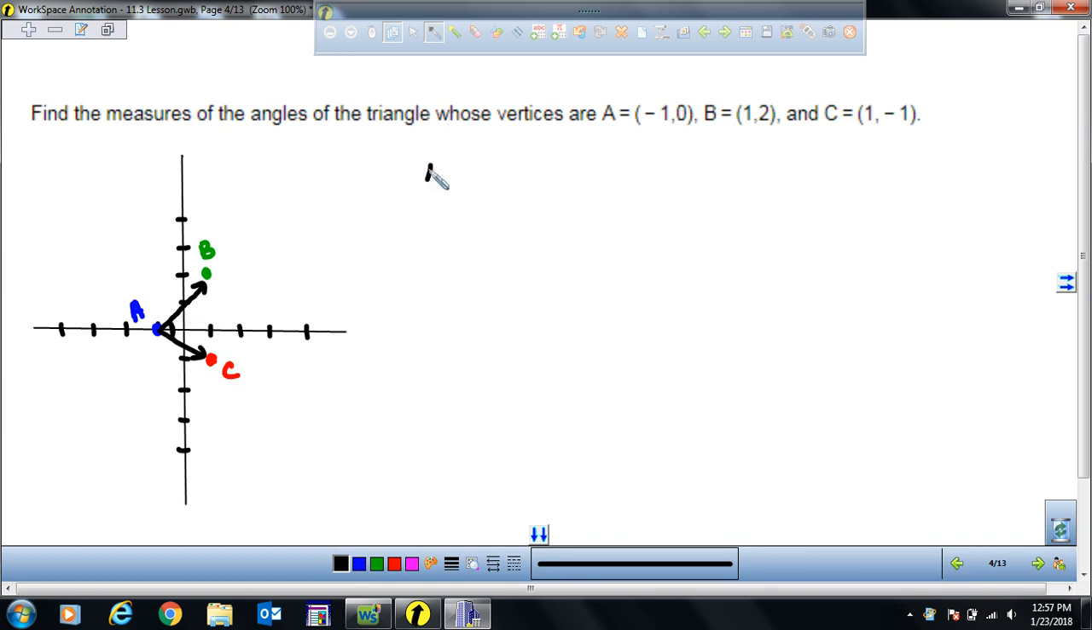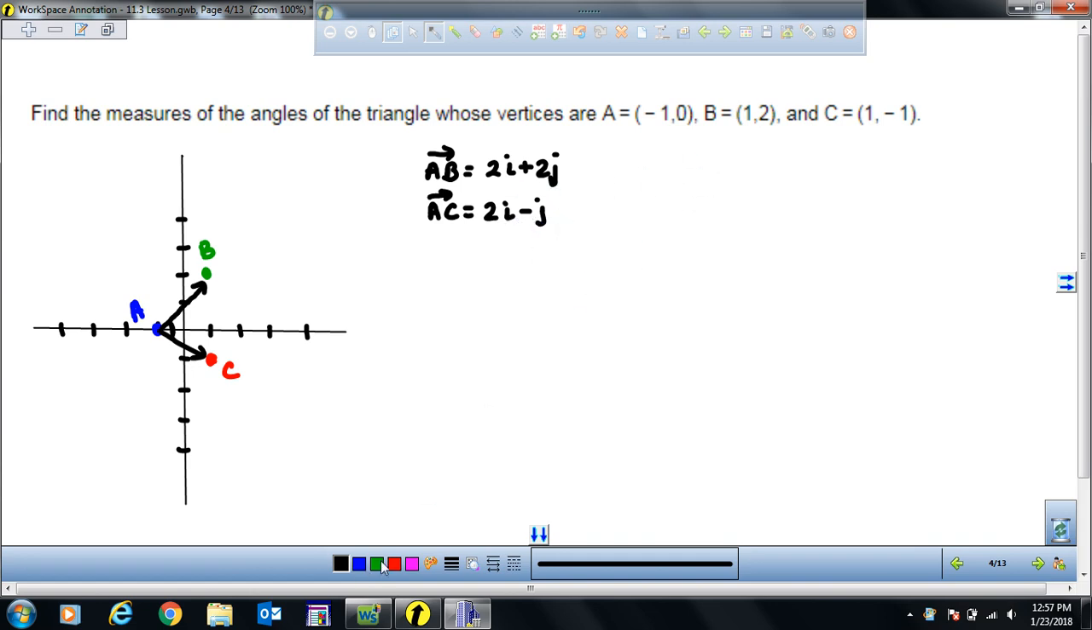So from A to B, what would the vector be? Remember, you just subtract the coordinates. From A to B would be 1 minus -1, which is 2, so 2i. And then 2 minus 0 is 2, so plus 2j. Then you're going to do from A to C. 1 minus -1 is still 2i. And -1 minus 0 is -1, so minus j.